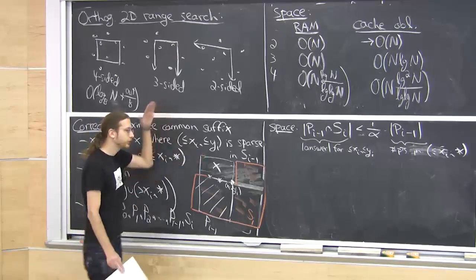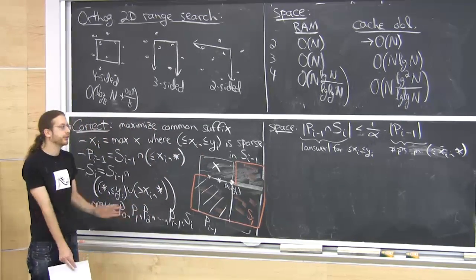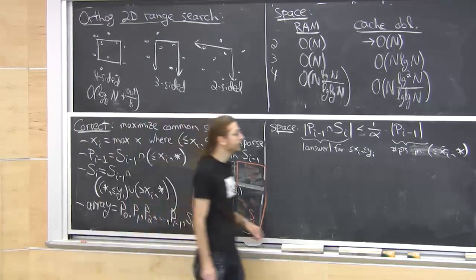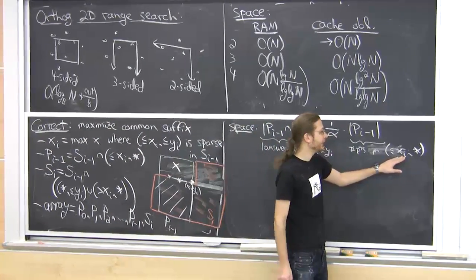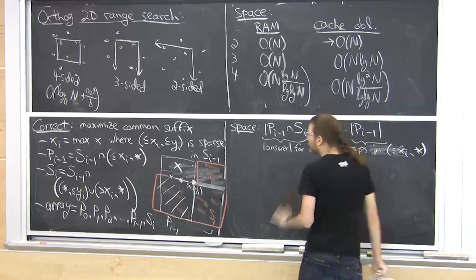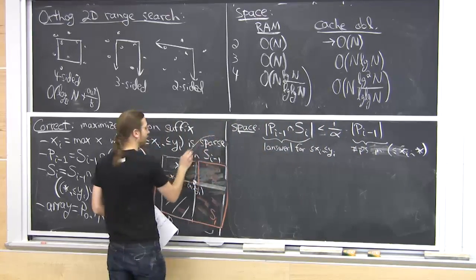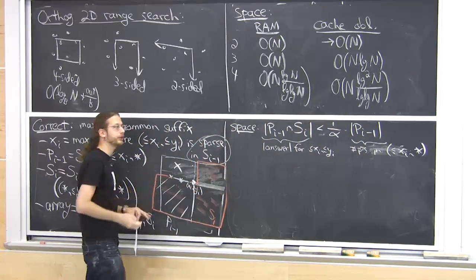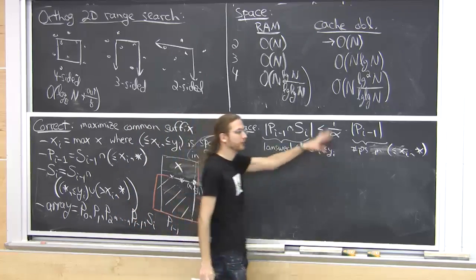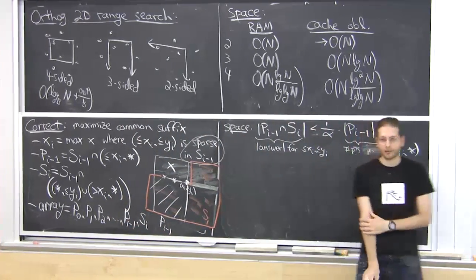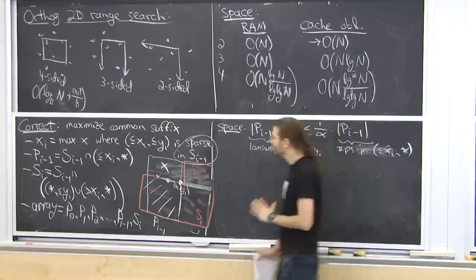Now, once you've restricted to Si minus 1 and you don't have to look at any other points, among those points, this is going to be all the points less than or equal to Xi. But that's how we were defining sparse, right? We said sparse in Si minus 1. So it's among those points. We have sparsity. So this is the definition of what we have. Okay, the claim is it's a good thing.